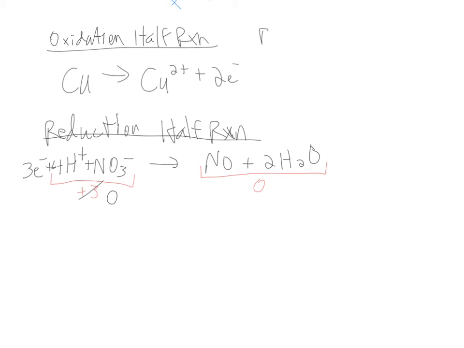Now we need to add them together. When adding the 2 half reactions together, it's crucially important that the number of electrons cancel out. In the oxidation half reaction, we show the loss of 2, and in the reduction half reaction, we show the gain of 3. But those are not equal to each other. 2 and 3 are not the same numbers.